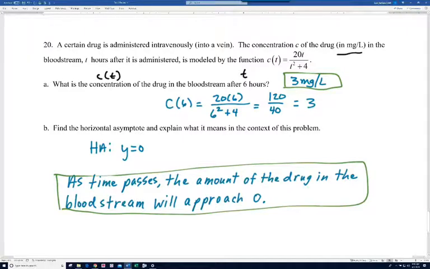All right, so you should have said, as time passes, the amount of the drug in the bloodstream will approach 0. Or you could have said the amount of the drug is going to approach 0 as the time passes, or something along those lines. Another way to say this is, as t approaches infinity, or as the time gets greater, the concentration of the drug in the bloodstream is going to approach 0. C of t will approach 0.